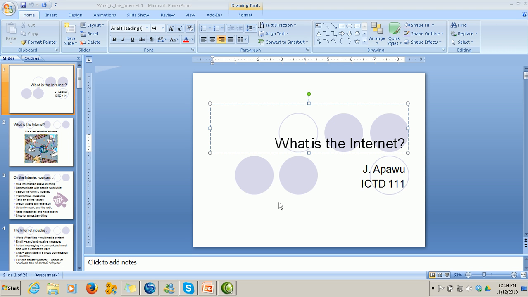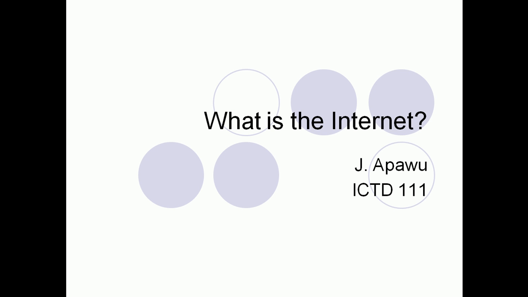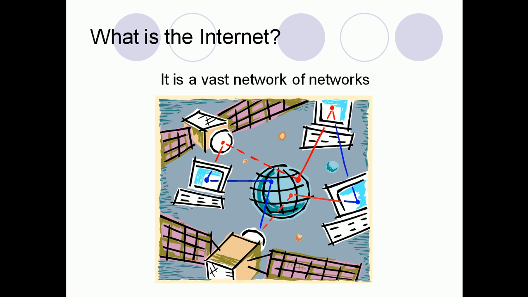So let's just start. One may ask, what is the internet? I'm sure you are all thinking about it. Now, there's no straitjacket definition or explanation of the internet. But all in all, any definition that you come across talks about the same thing. With this, I'll refer to the internet as a vast network of networks.